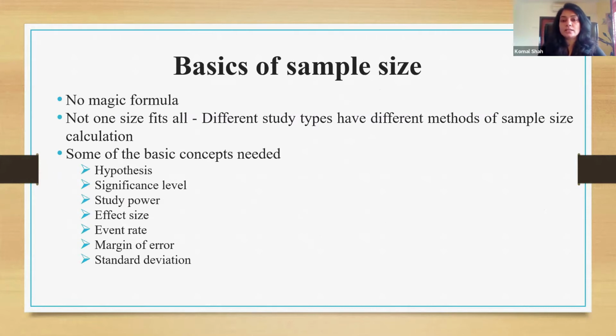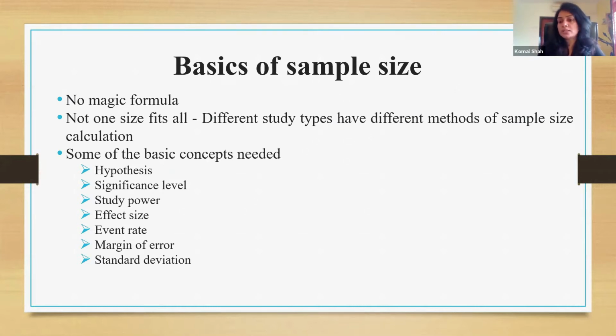So generally, there are certain basic things involved with this concept. The first one is that there is no magic formula for any sample size calculation, because there is not a single calculation equation that fits all study designs. For different study designs, we need to apply different calculation methods. However, there are certain basic concepts that remain the same with all the study designs. Those are listed over here.